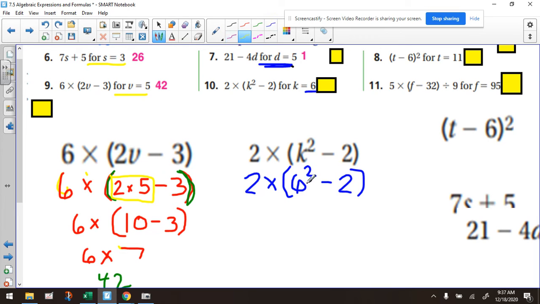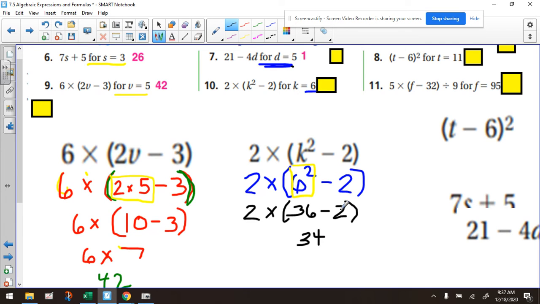So we're going to take care of this exponent first. And if we do 6 squared, it's not 12. It doesn't mean 6 times 2. It means 6 times 6, which is 36. And then subtract the 2. All right, so we still have our parentheses, and we still have stuff to do in them. We're going to subtract these 2 numbers and get 34.